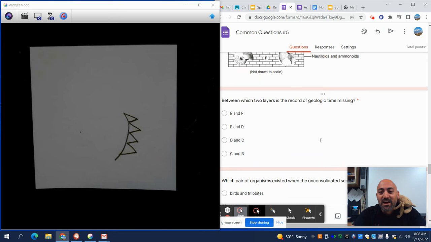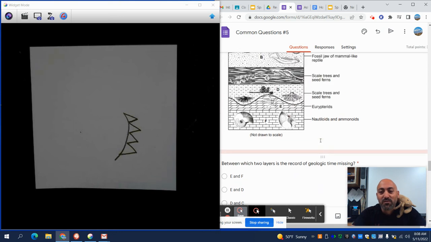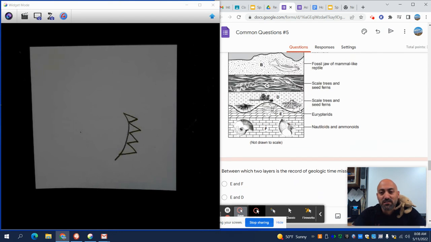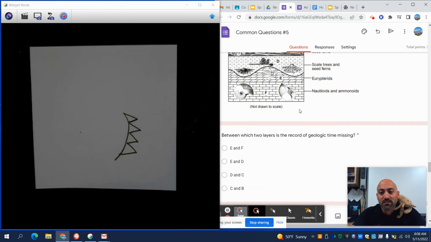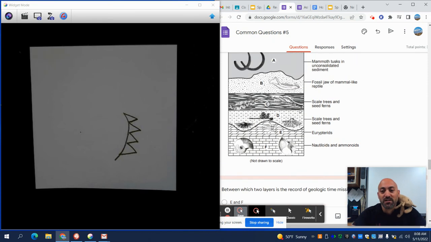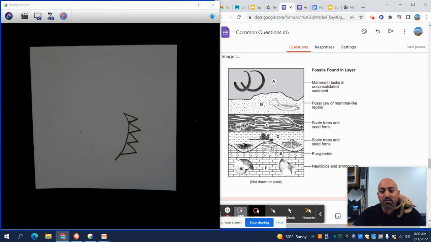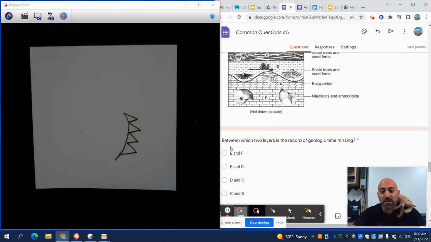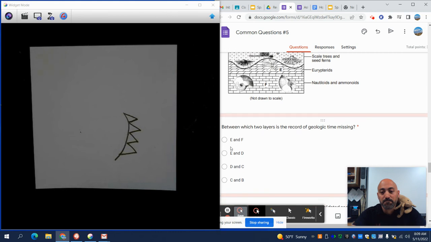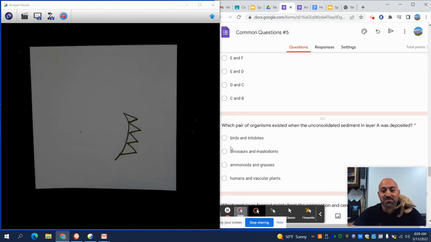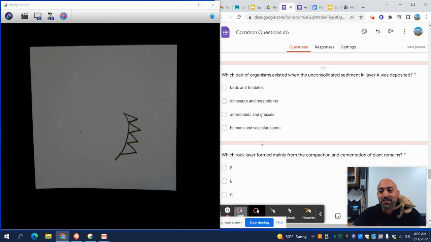So, between which 2 layers is the record missing? Okay, so you've got some erosion in different spots here. You've got erosion happening right here. That's called an unconformity, so there's missing time. Or you've got erosion right here. That's an unconformity, missing time. And I'm just checking that both of those answers weren't on there.